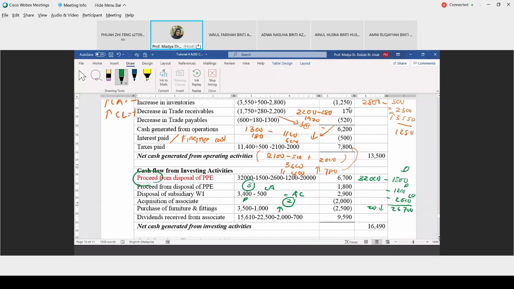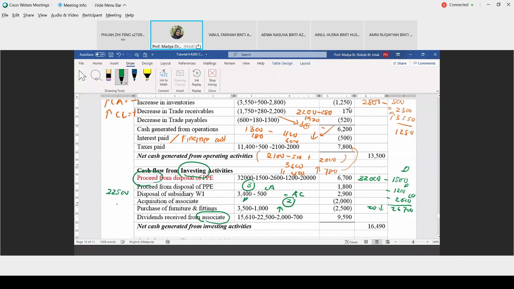Okay, and then have a dividend received from associate. Dividend received from associate is under investing, because this associate is your investment. Yes, you put it under investing. So you look at the investment in associates amount here. You're going to have 22,500. So this is what you have, 22,500.